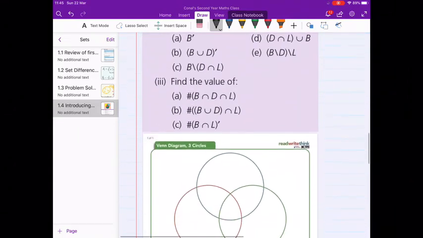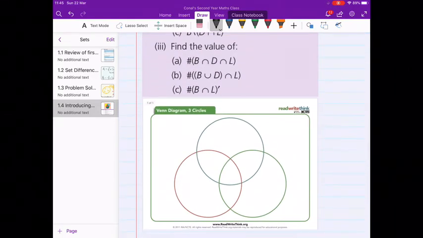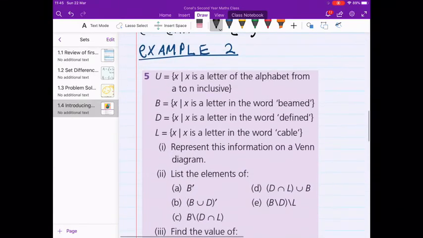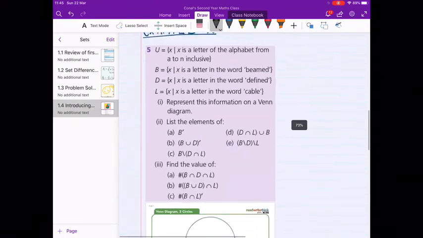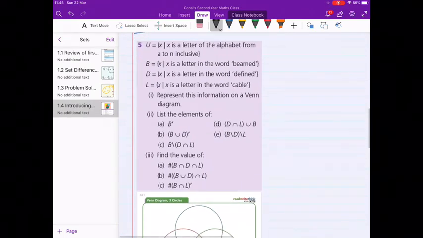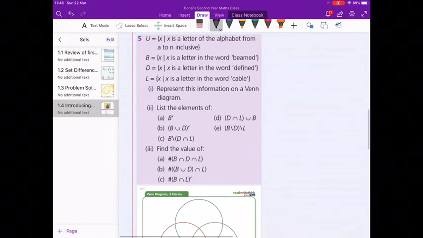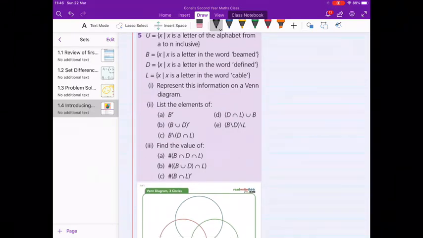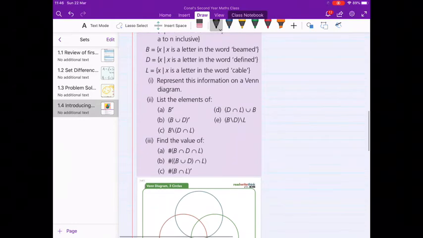Our next example, for this we'll have to fill out this Venn diagram, which has 3 overlapping circles in it. So first off, we've been set a few conditions. The universe is the letters of the alphabet from A to N inclusive. The set B is the letters of the word beamed. The set D is the letters of the word defined. And the set L is the letters in the word cable.